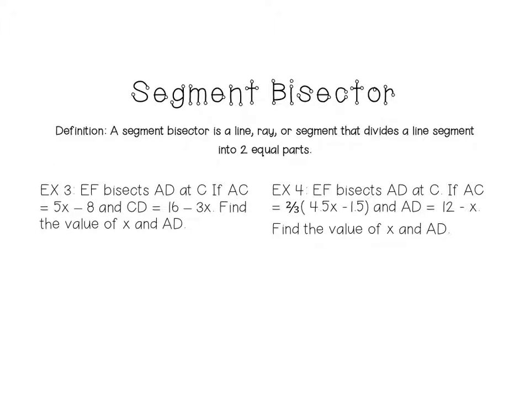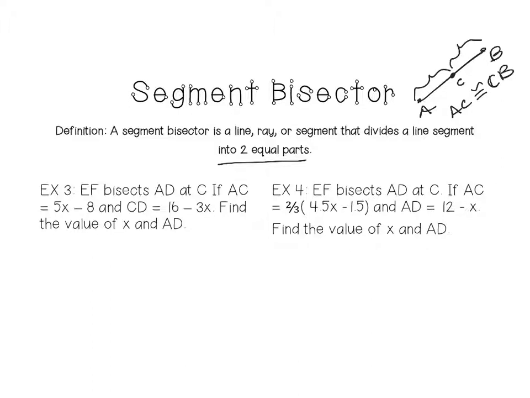The next thing we're going to talk about is segment bisectors. So this is a very similar concept to an angle bisector. So it's a line or segment that divides a line segment into two equal parts. So if I have segment AB, it's bisected by C, this portion and this portion have to be equal. So AC would have to be congruent to CB.